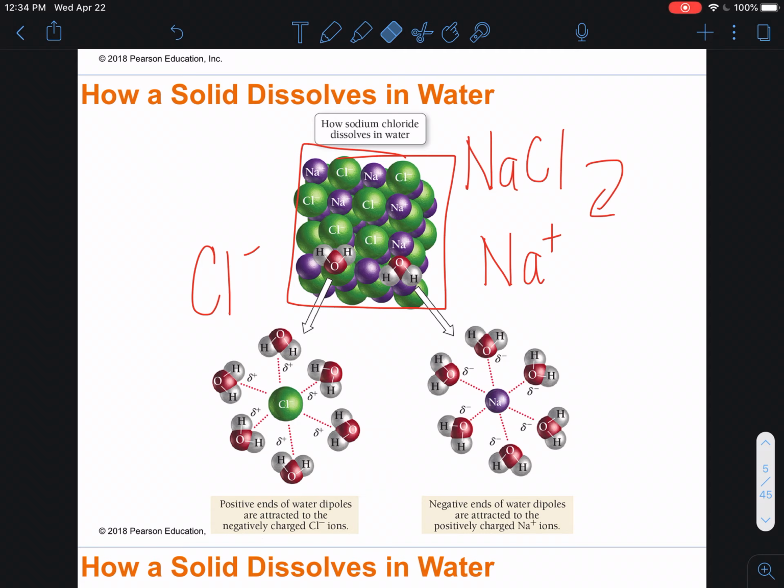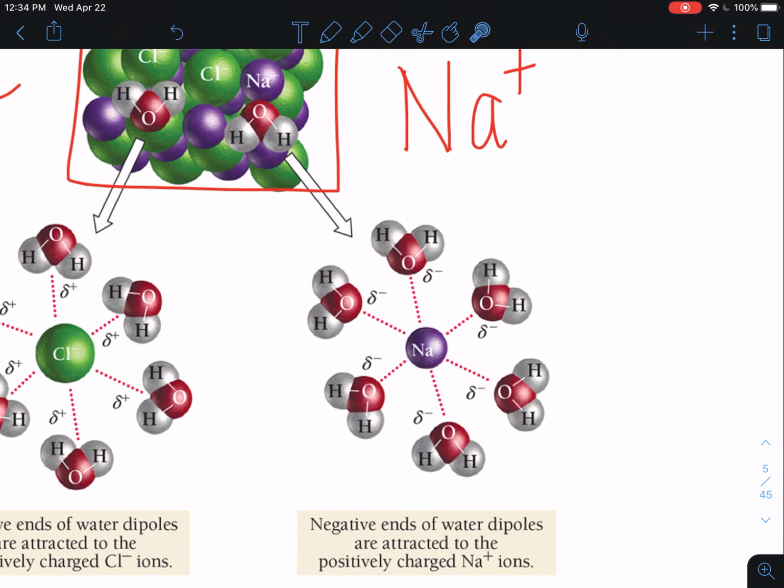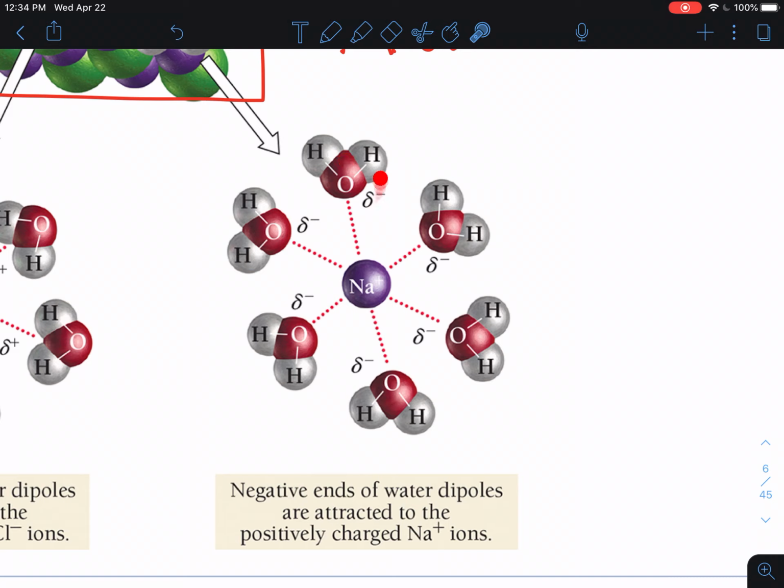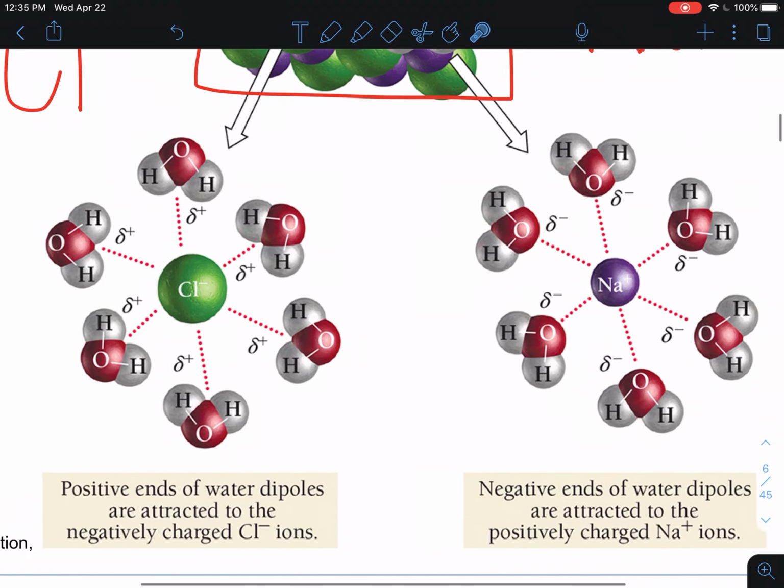And again, that's because of the really interesting property of water, where the partial negative on the oxygen is attracted to the full-on positive charge of the sodium cation. So you have several water molecules that surround the sodium cation and essentially form a bubble sphere around it, keeping it away from the chloride anion.